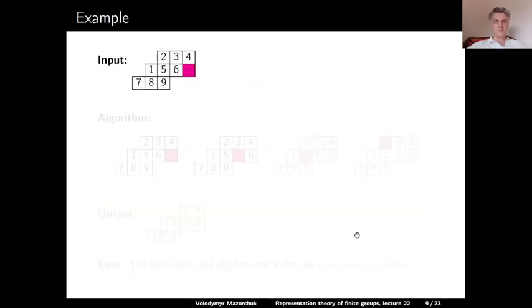Here is an example. So assume that we have as an input the following diagram of the shape 5, 4, 3 modulo 2, 1, which has 2, 3, 4 in the first row, 1, 5, 6 in the second row, and 7, 8, 9 in the third row. And we declare active the insertable node for this diagram in the second row. So it's second row and position 5. So let us now do the algorithm.